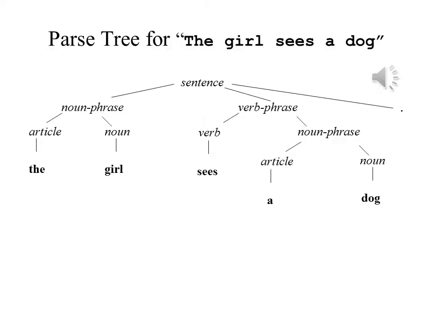The parse tree in the slide is for the English sentence, "The girl sees a dog." Following the rules of the grammar, we break the sentence down into a noun phrase and a verb phrase. The noun phrase gets broken down into an article, the word the, and a noun, the word girl. The verb phrase is broken down into a verb, the word sees, and a noun phrase, which is then broken down into an article, this time the word a, and a noun, the word dog.